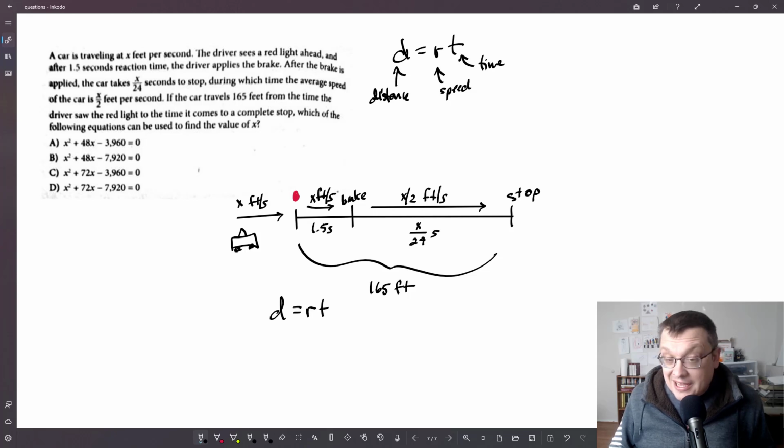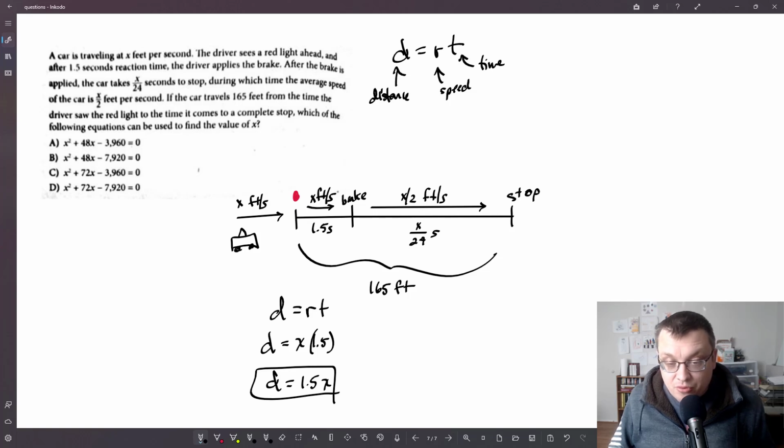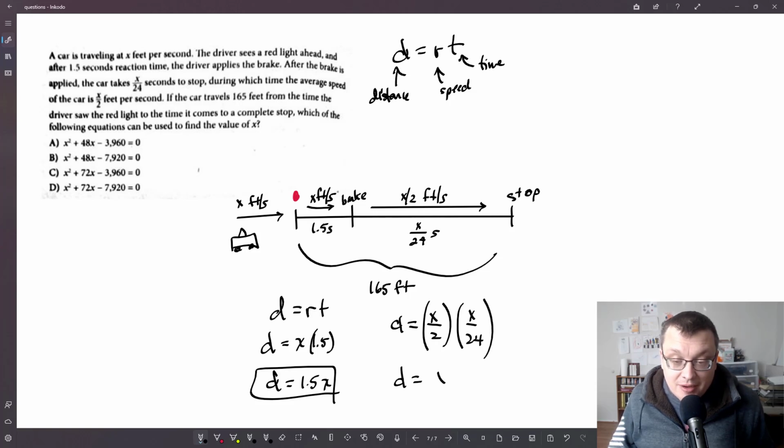So for the first leg of our trip, distance is what we're trying to find. The speed is x, so I'm just going to put that in for r, and then the time is 1.5 seconds. So now we know that the distance traveled in terms of x for this little pre-braking part of the trip was 1.5x. And we do the same thing for the second part of the trip because we know the speed traveled is x over 2 feet per second, and that happens for x over 24 seconds. So if I multiply these together, I'm going to get x squared over 48. And now suddenly, we're beginning to see something that looks kind of familiar. Now, of course, we're not done yet, but that's a good starting point.